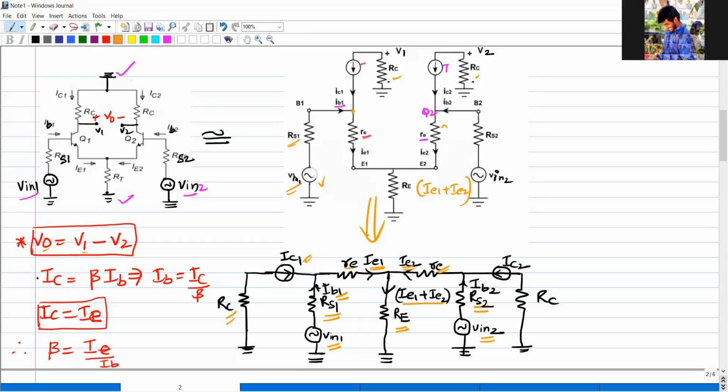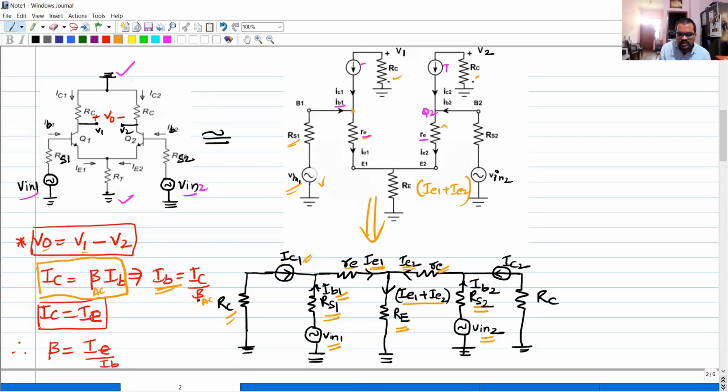For each transistor, we know that IC is always equal to beta into IB. Beta is the gain; we already calculated it yesterday. Then IB is equal to IC by beta. Please remember, here we are doing AC analysis, so I want to write beta AC. Because the value of beta is very high, IB is a very small value.